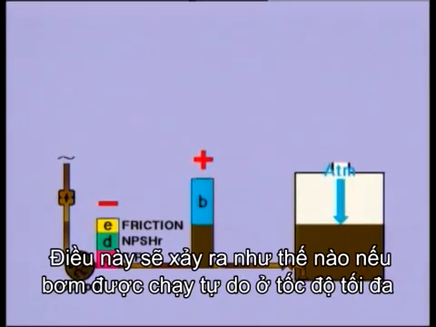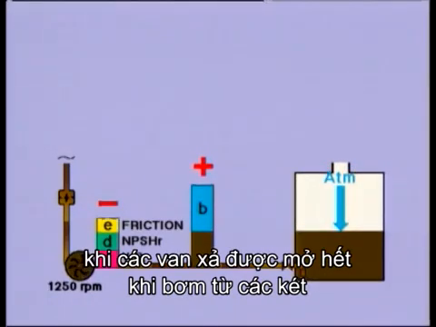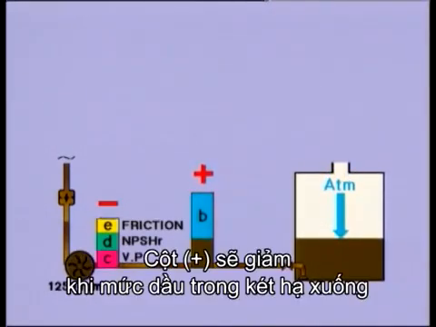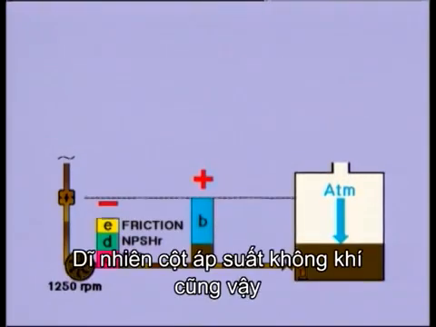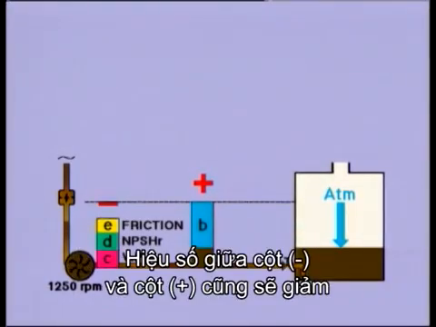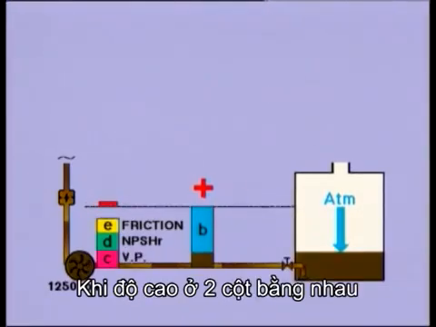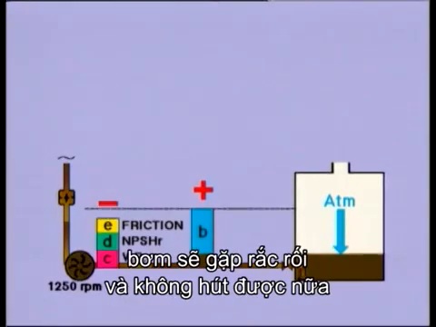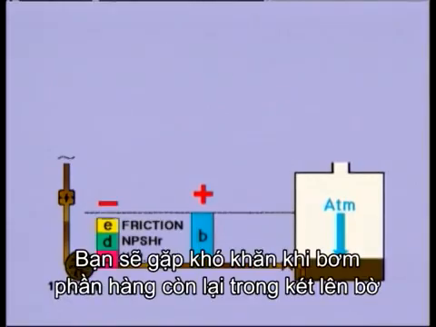This is what happens if the pumps are left unattended at full speed, with the discharge valves fully open as the tanks are discharged. The plus column is reduced as the level of oil is sinking in the tank. The column from the air pressure is of course the same. The difference between the positive and the negative columns is reduced. When the heights of the two columns are the same, the pump will give you problems and soon lose suction. You will have some problems pumping the volume of cargo left in the tank to shore.